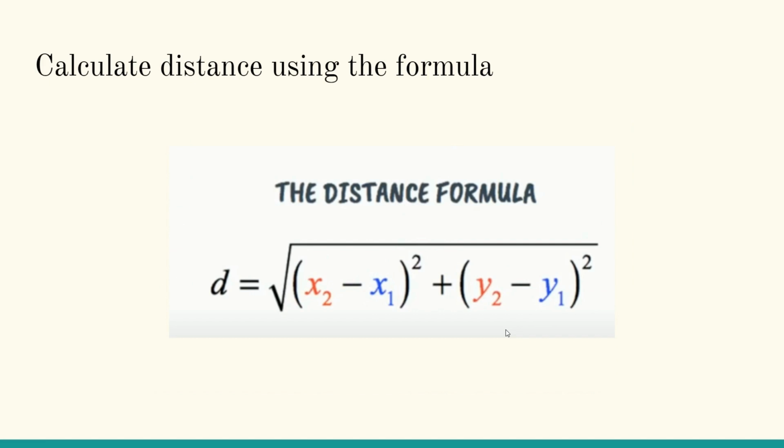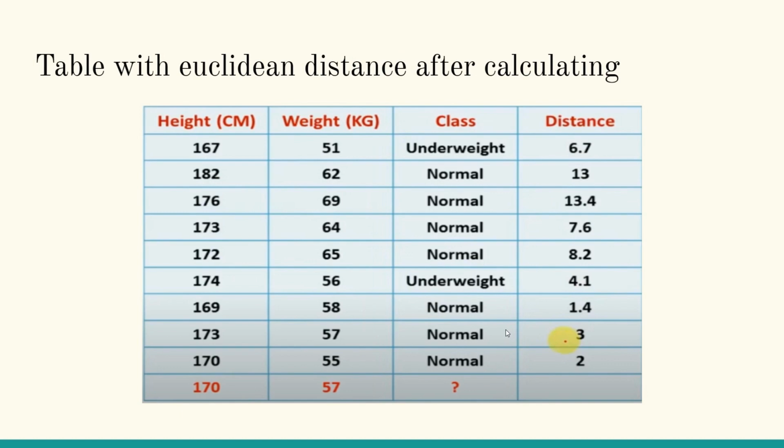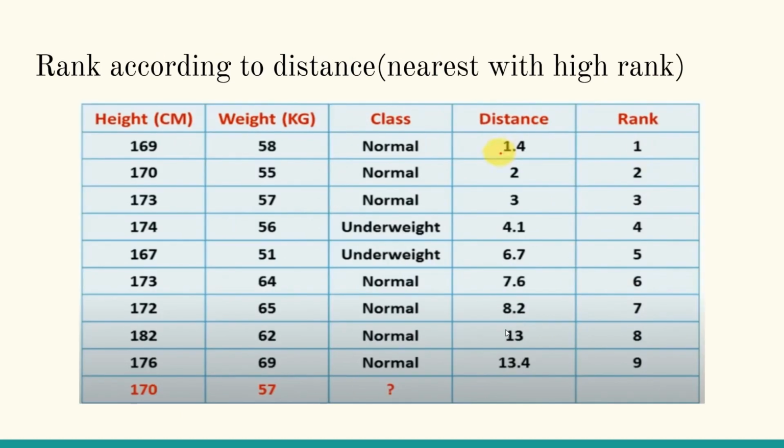Calculate distance using the formula d equal to root over (x2 minus x1) whole square plus (y2 minus y1) whole square. After finding the Euclidean distance, you rank each data point. The data point which has the least distance from the new data point, you should rank as 1, and then 2 and so on.